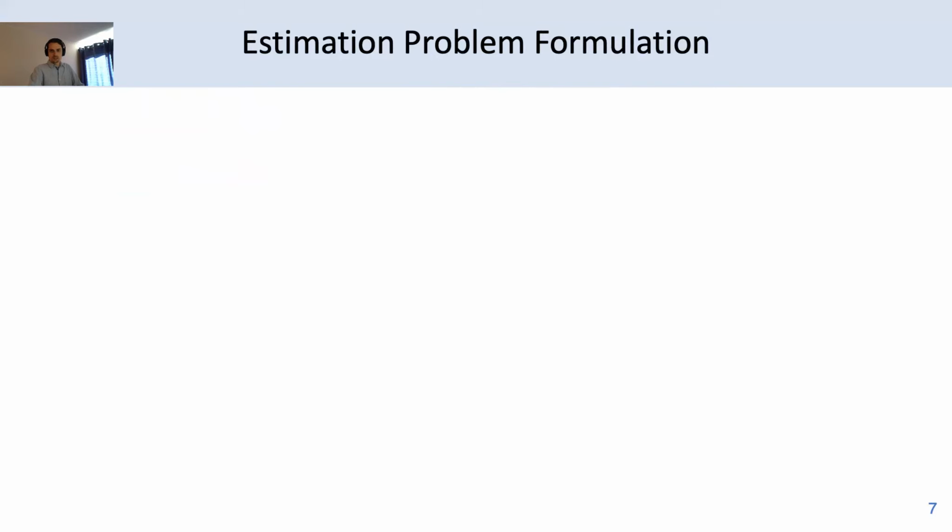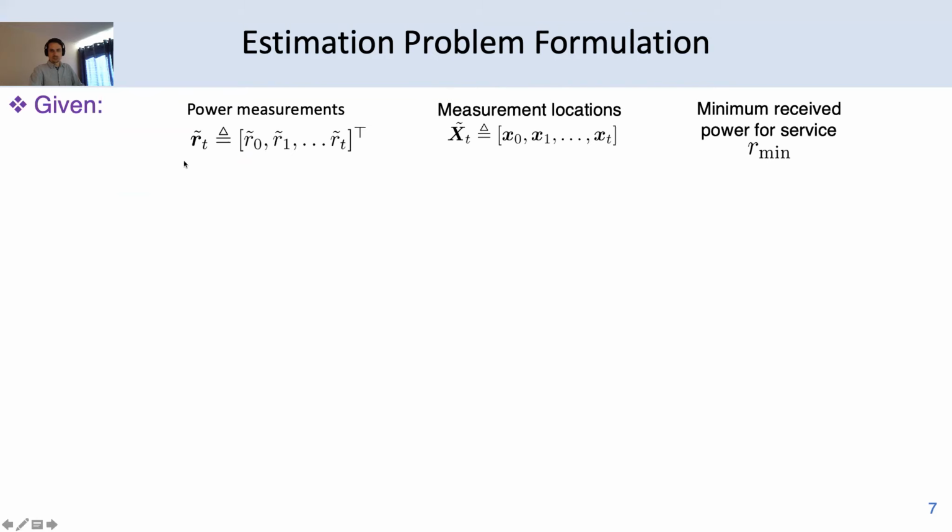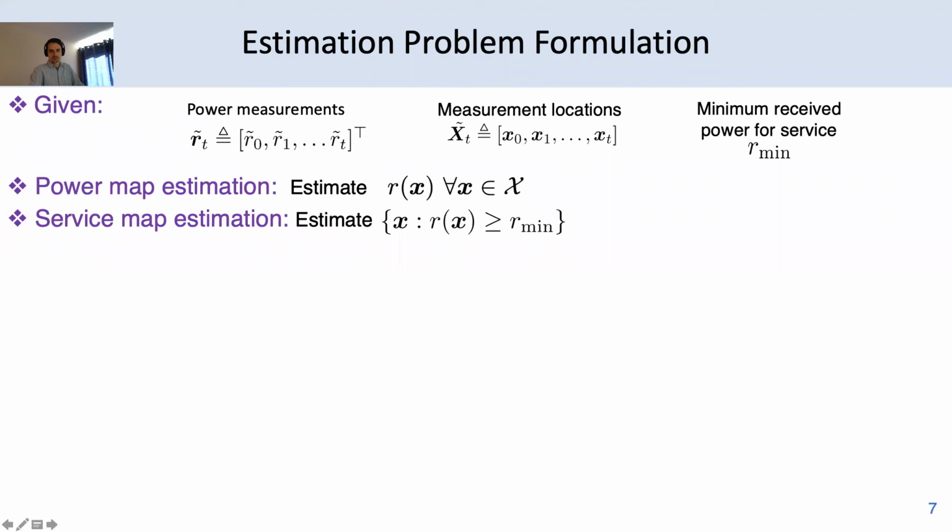We consider 2 estimation problems to be solved in this first part. Specifically, given T+1 power measurements, the locations of those measurements, and the minimum received power to have service, we consider the problem of estimating the power at every spatial location, as well as the problem of estimating the set of those spatial locations that receive the minimum service power.